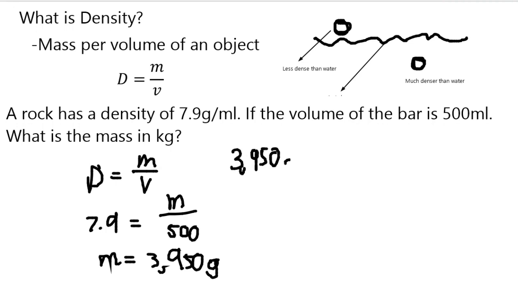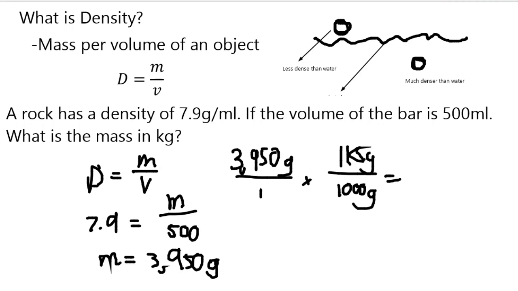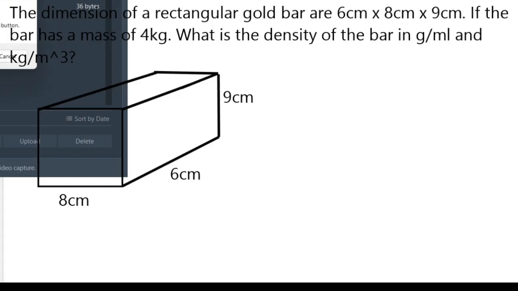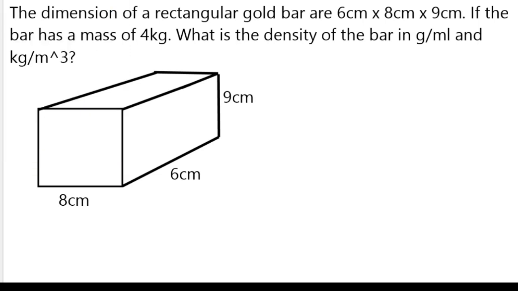So what we're going to do here is convert this into kilograms. We have 1,000 grams in 1 kilogram. We can cancel the grams and we get the answer, 3.95 kilograms. So this is the mass in kilograms. Then let's solve more problems.